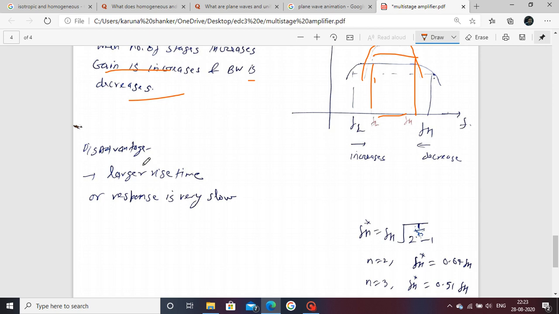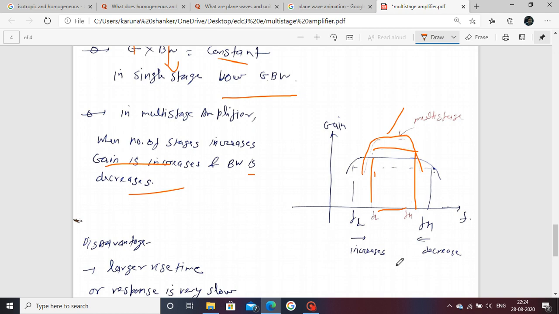Also, the disadvantage of a multi-stage amplifier is a larger rise time, meaning the response time is very slow. If we connect a number of stages, the delay increases, since the signal path from source to load increases. That's why the response of a multi-stage amplifier is slower. One point indicated here: in a multi-stage amplifier, the lower cutoff frequency increases, and the higher cutoff frequency decreases.